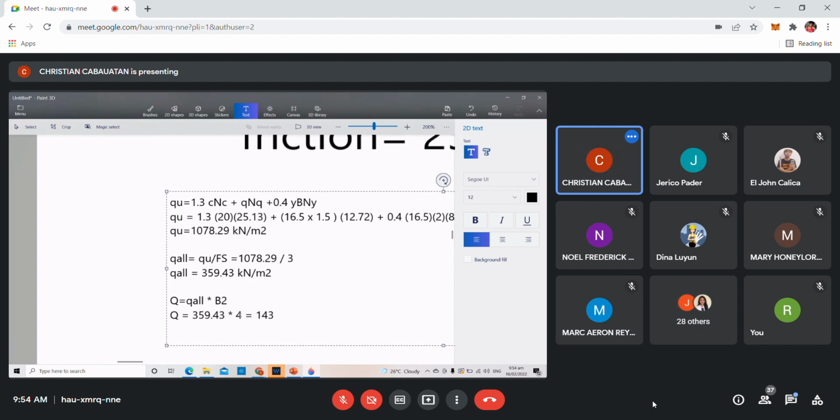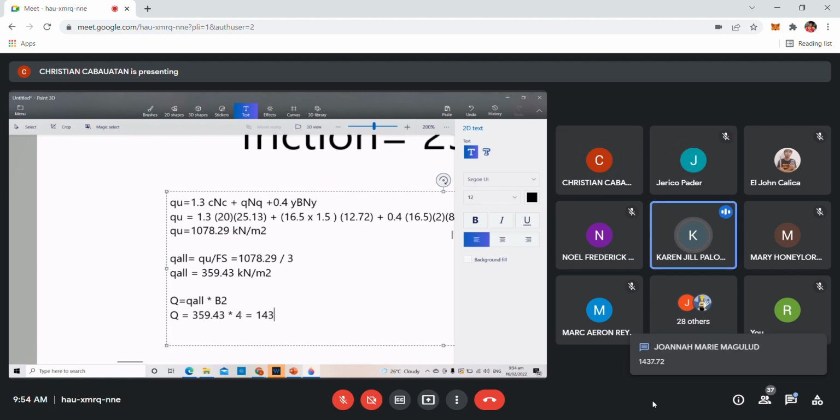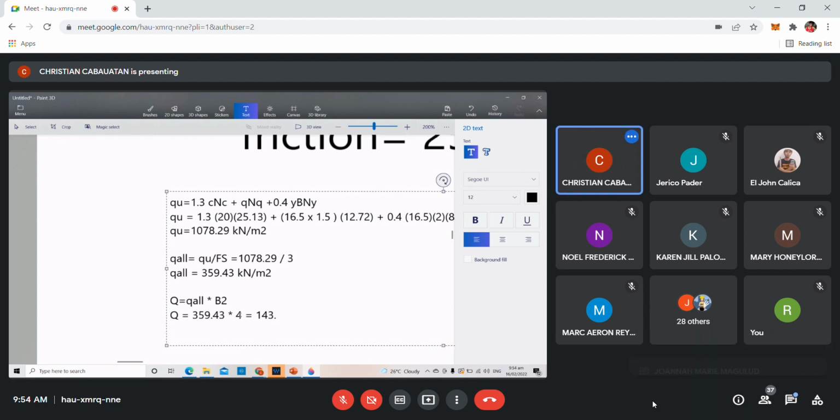1,437.72. Okay, 72. Ano yung unit niya? Kilonewton, sir. Okay. Kasi nag-cancel na si area niya. Okay. Ito na yung kanyang sagot.